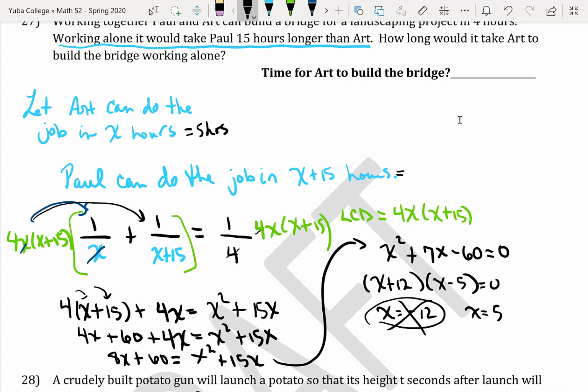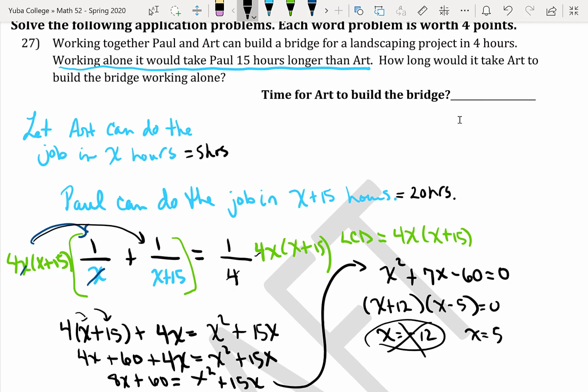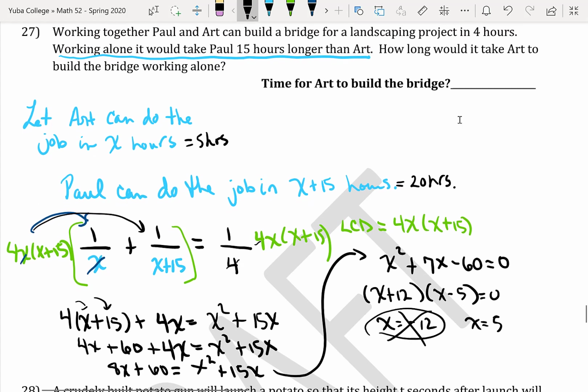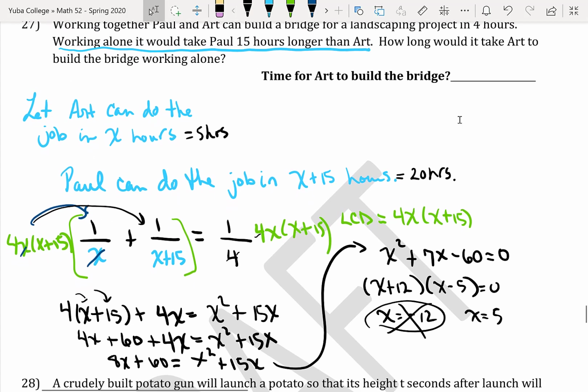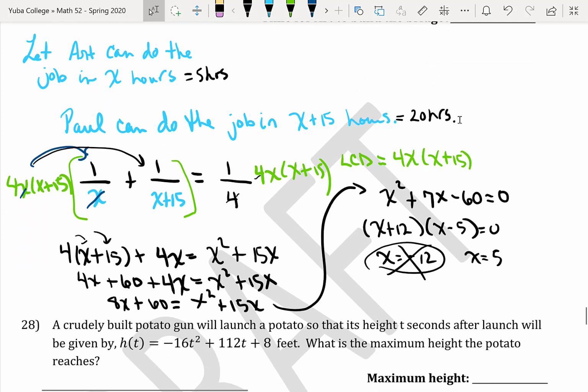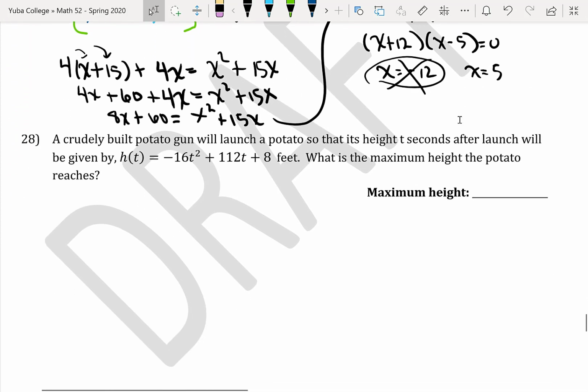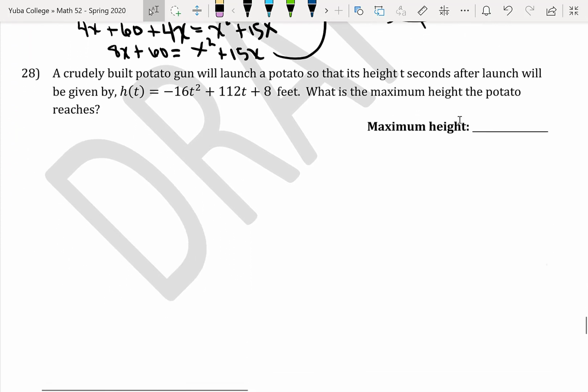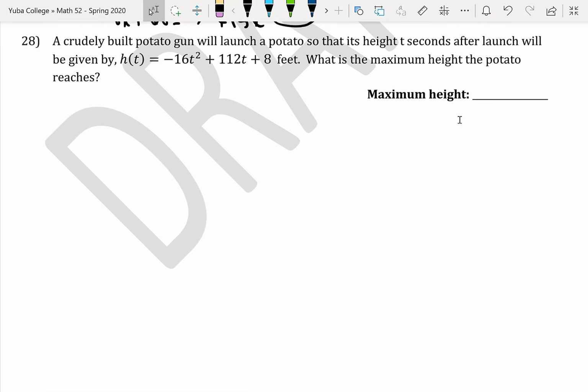Okay, so we got a crudely built potato gun. We'll launch a potato such that the height after launch will be given as the following. H of t equals -16t squared plus 112t plus 8 feet. What is the maximum height the potato reaches?